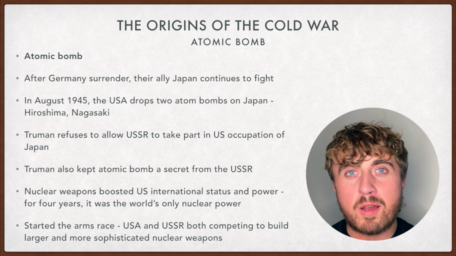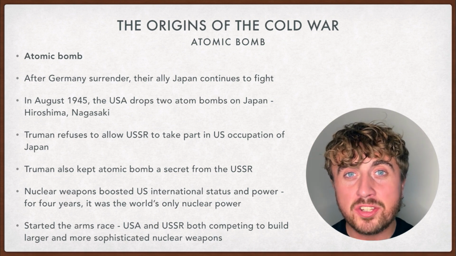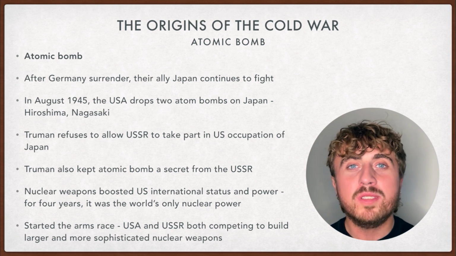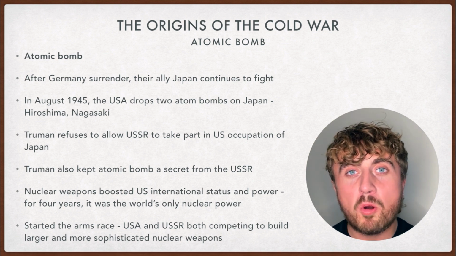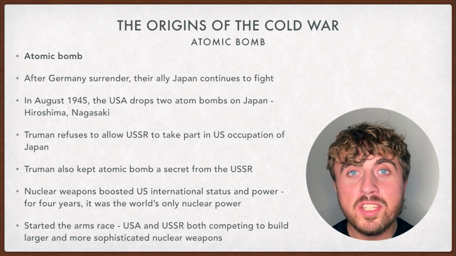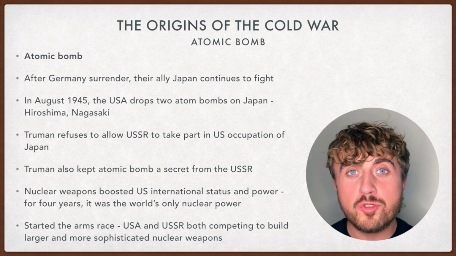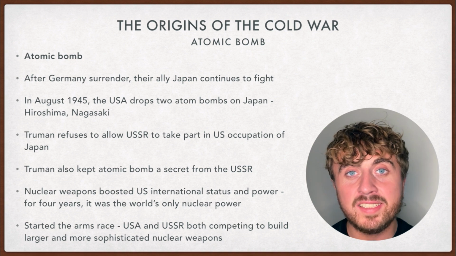It was not just about capitalism and communism. A major cause of increasing tensions between the two superpowers was the threat of nuclear weapons. This is seen after the end of World War II, when the US drops not one, but 2 atomic bombs on Japan. After Germany surrendered, another Axis power, Japan, continues to fight. And so in August 1945, the US dropped atomic bombs on the Japanese cities of Hiroshima and Nagasaki.